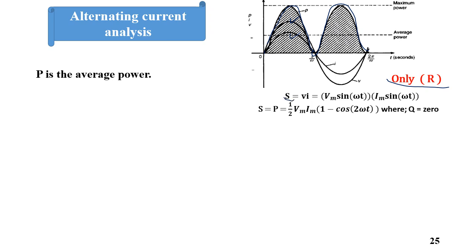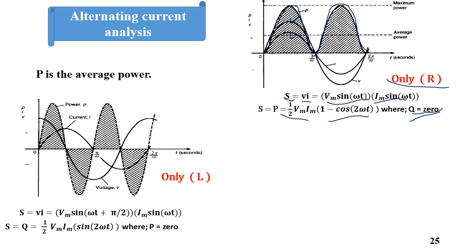We have the apparent power S equal to V times I, V maximum sine omega t times I maximum sine omega t, which is equal to half V maximum I maximum, the multiplication of sine, which is sine square, equal to half, 1 minus cosine double the angle. And the reactive power is equal to 0. This is the power in a resistive element.